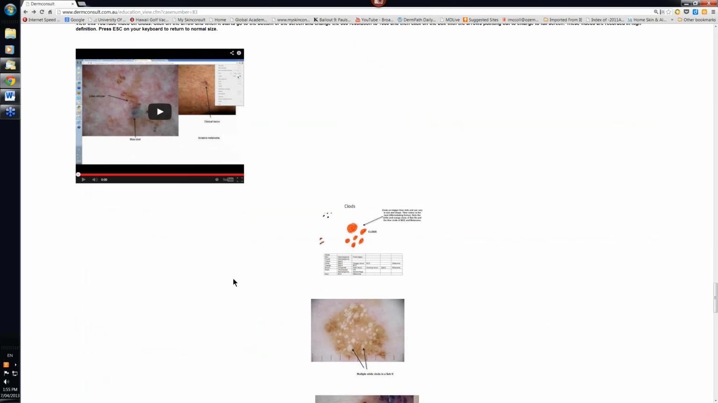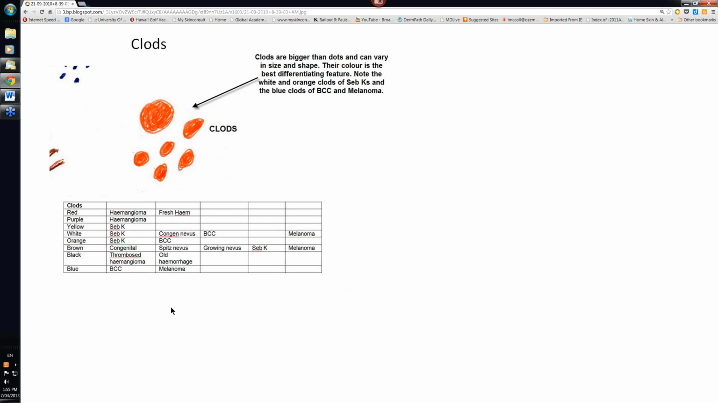The last one was on clods. Now again, different colors of clods. Again, we'll just have a quick look at this one here. We've said that clods are bigger than dots, and can vary in size and shape. And we've said that color is the best differentiating feature. We've said blue clods tend to signify BCC or melanoma.